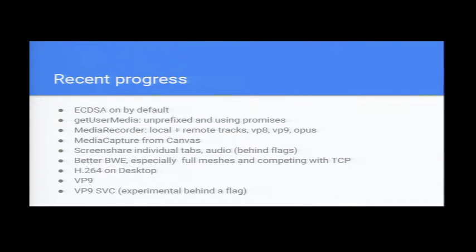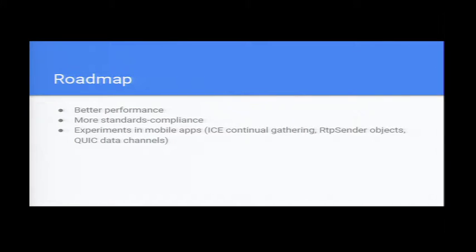So if you go to the next slide, the roadmap is basically kind of the same things. We focused a lot on making our performance better: the bandwidth estimation, the echo cancellation, the video rendering, using less CPU, using hardware more, etc. We are always trying to make it more standards compliant, like we have done with Get User Media recently.